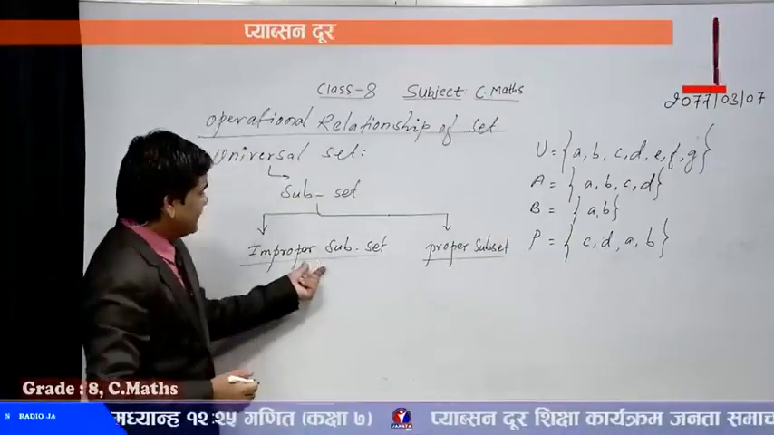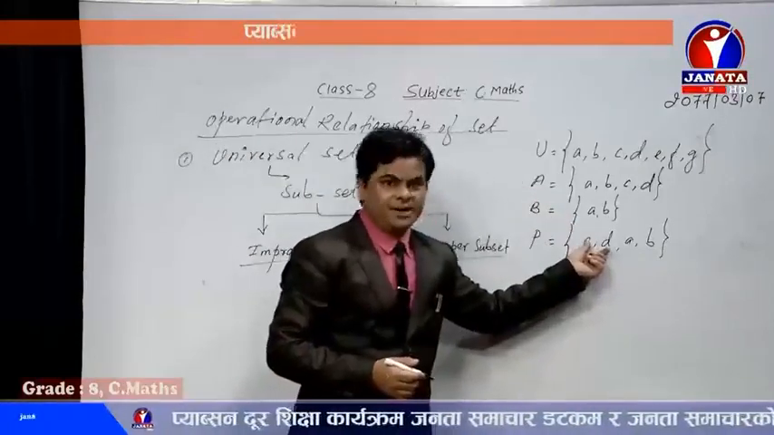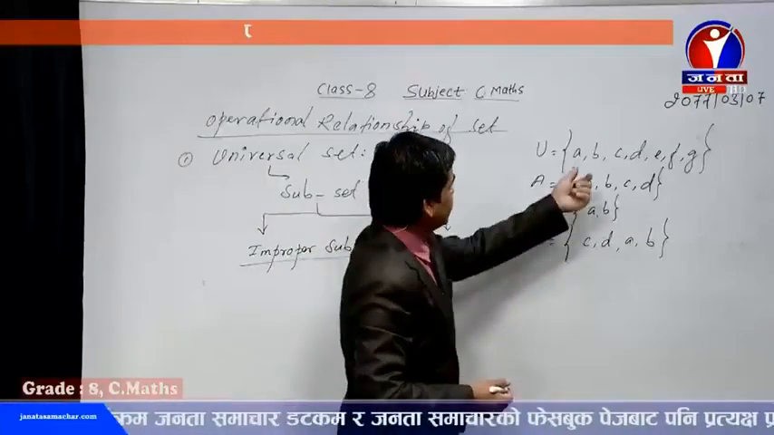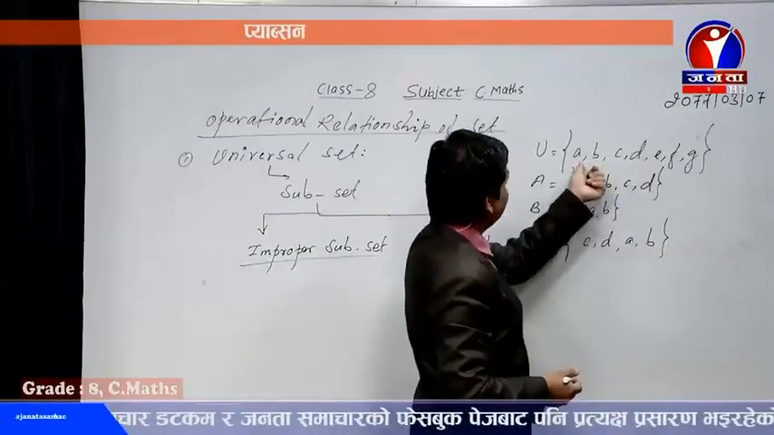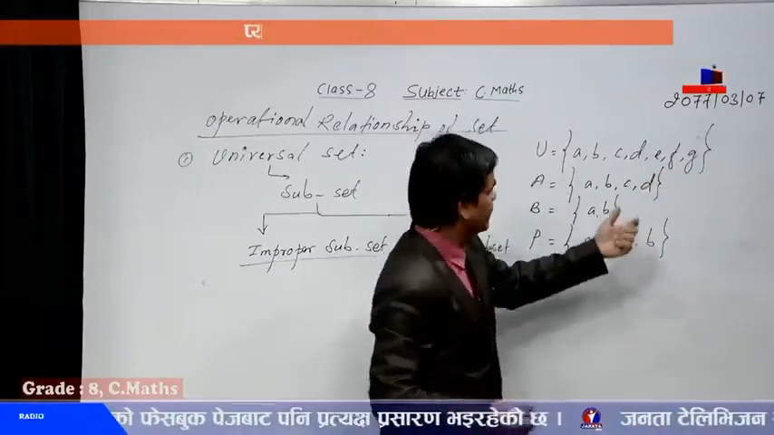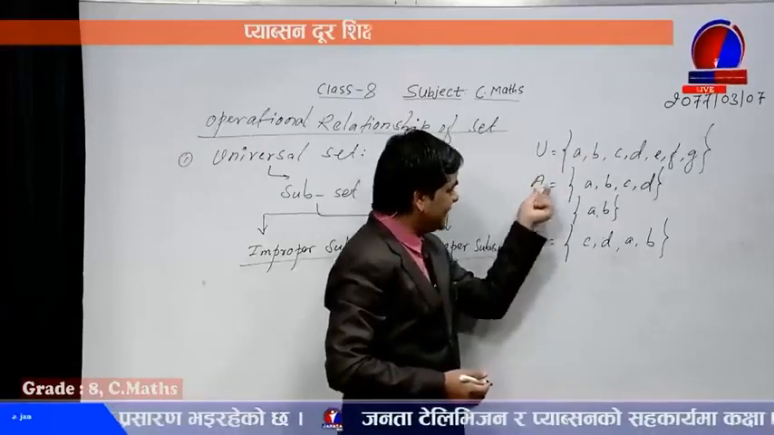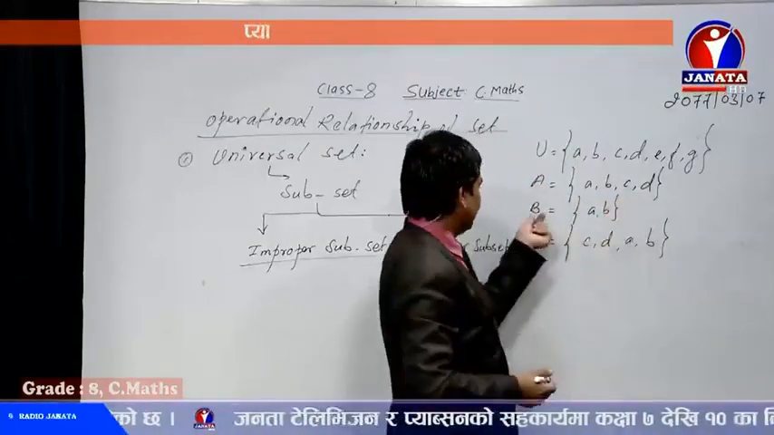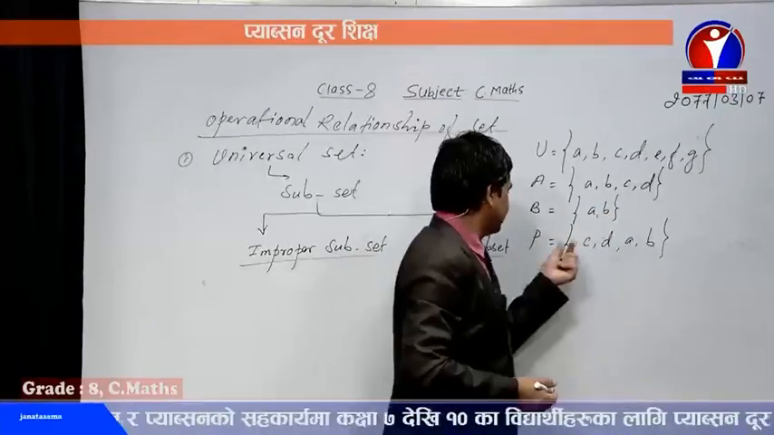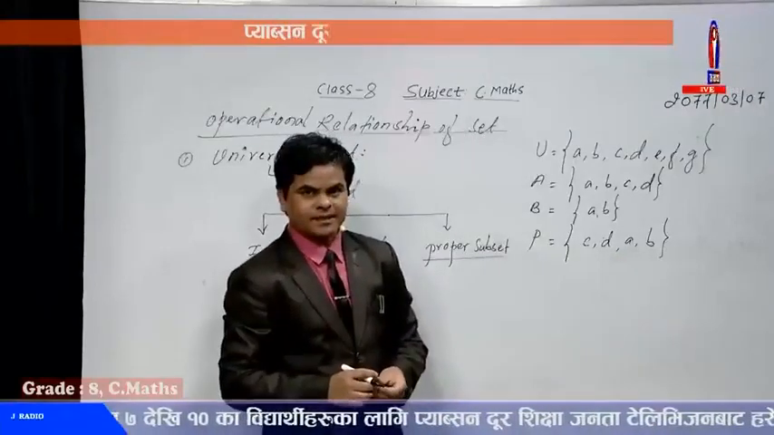So in order to define improper subset and proper subset, this example will be very vital, dear students. So let's focus on this one. Look here. Universal set has the elements from A to Z. The alphabets A to Z are used in the universal set. If you see the subset of this universal set as A, B, C, D. Now in B, just two elements, A and B, I have kept, and in case of the P set, subset, I have kept C, D and A, B.